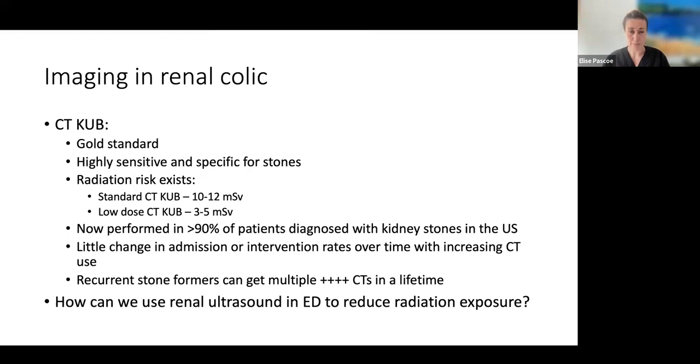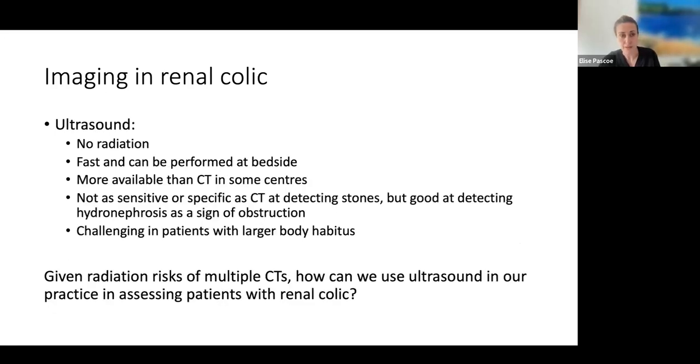And we know that for patients who have renal colic, it does become a chronic condition. They get multiple stones over their lifetime, multiple CTs, maybe up to 10, maybe up to 20, and we need to keep that in mind with our imaging choices. So how can we use renal ultrasound in ED to reduce radiation exposure? That is the question.